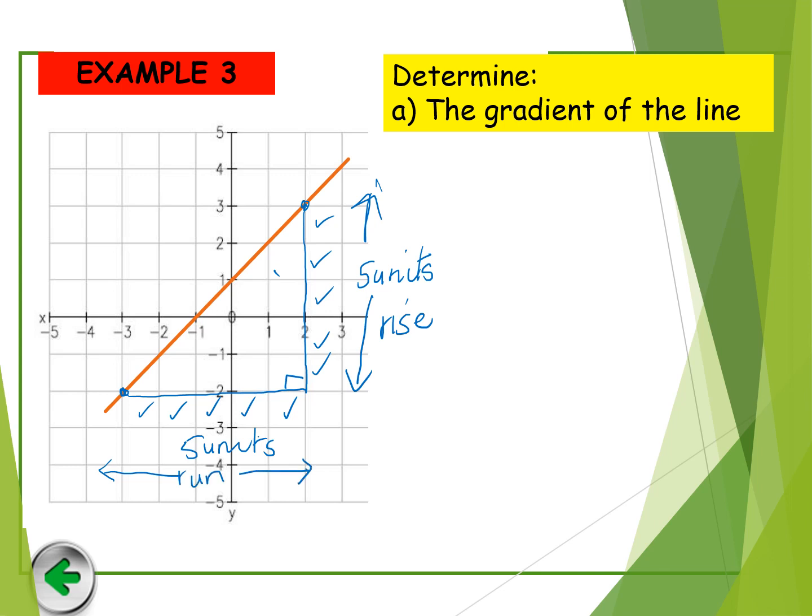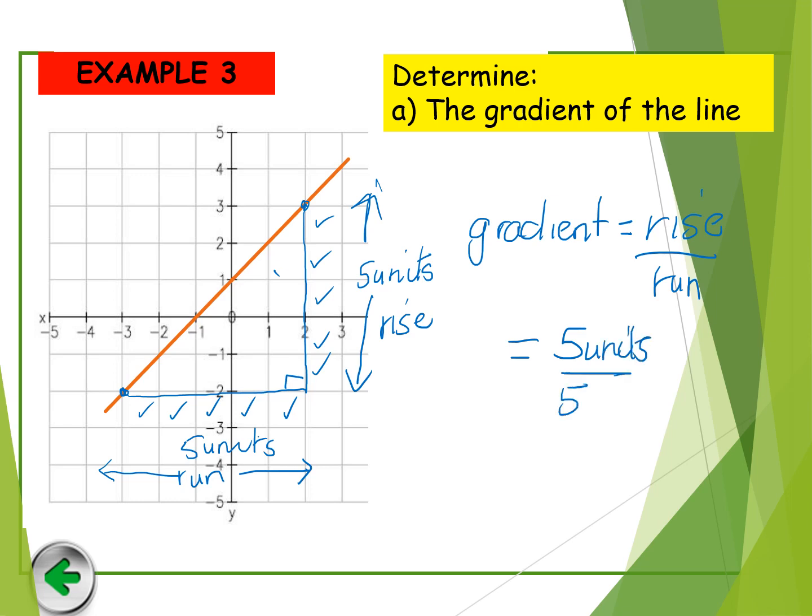And remember, it is the difference in y over the difference in x. So the gradient is equal to, well, let me write what it is first. The rise over run, and it's equal to 5 units over 5 units. And that is equal to, we cancel, 5 to 5 is 1, so we get 1. So the gradient is equal to 1.